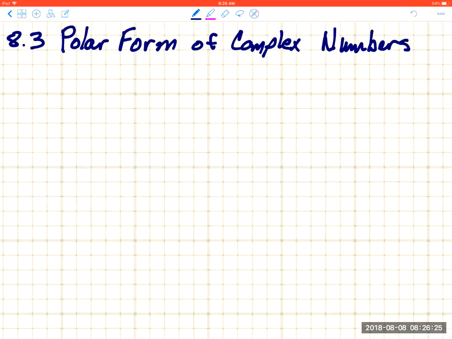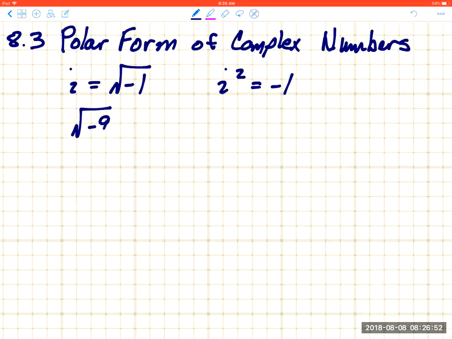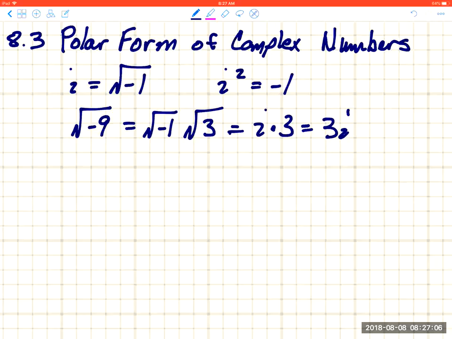All right, so first of all, let's start with what is a complex number. You will hopefully remember from previous classes that the imaginary number i is defined as the square root of -1, which means that i squared is equal to -1. So, for example, the square root of -9, we can think of as the square root of -1 times the square root of 9, which means it is i times 3, or usually we write that as 3i.